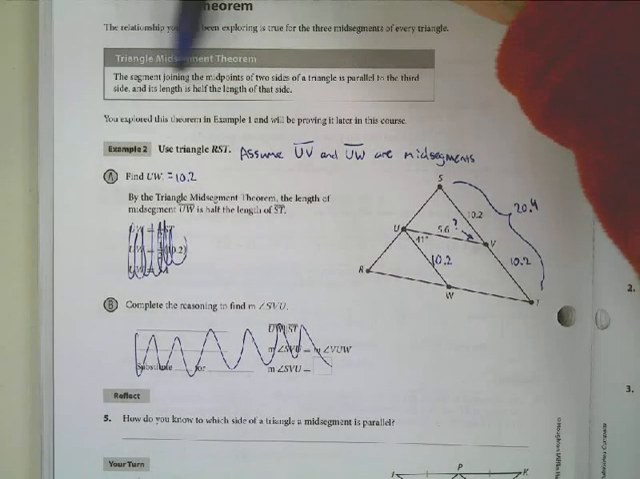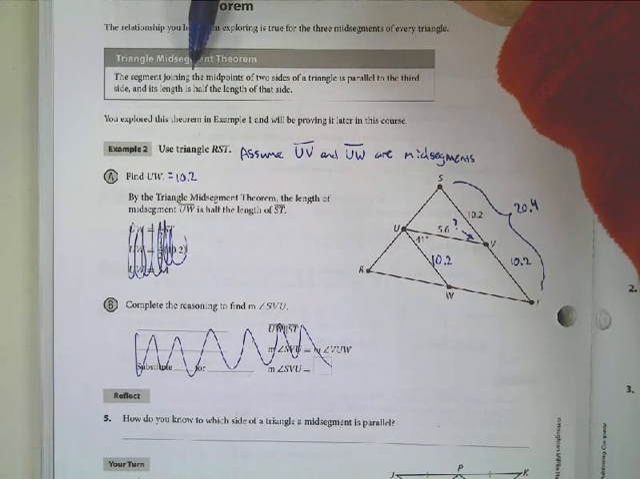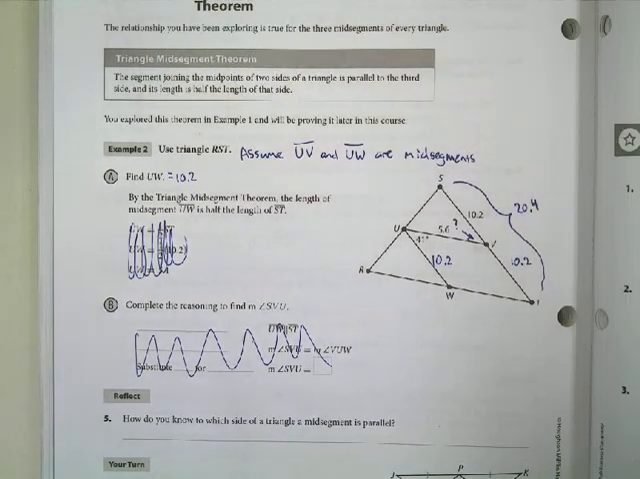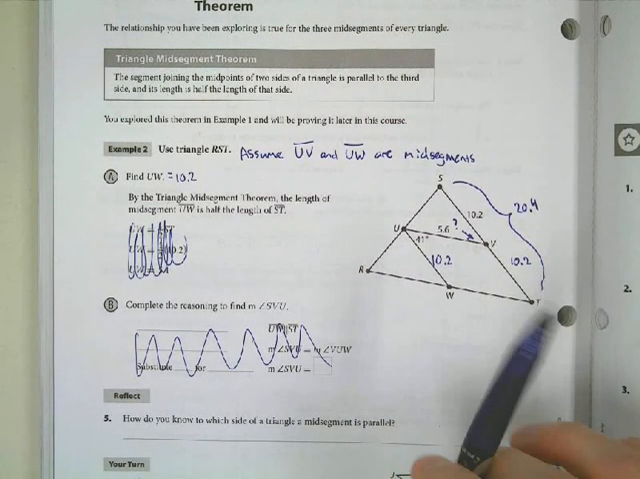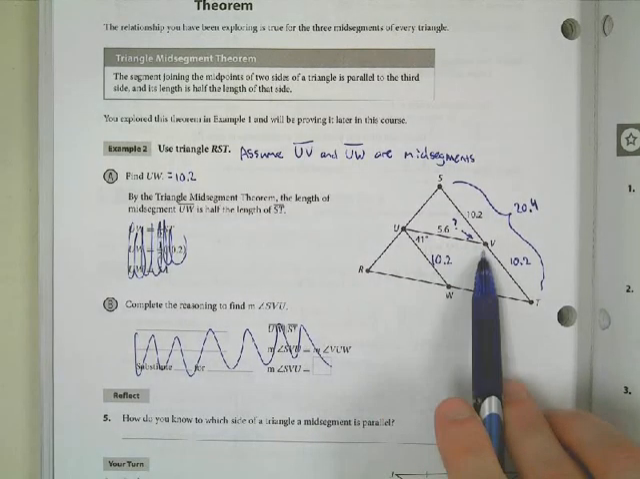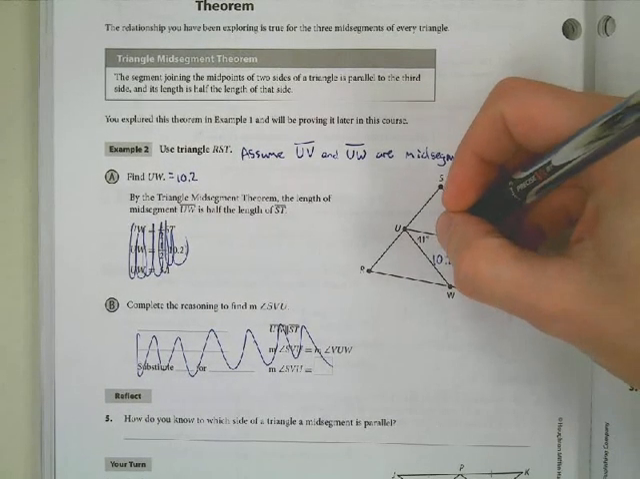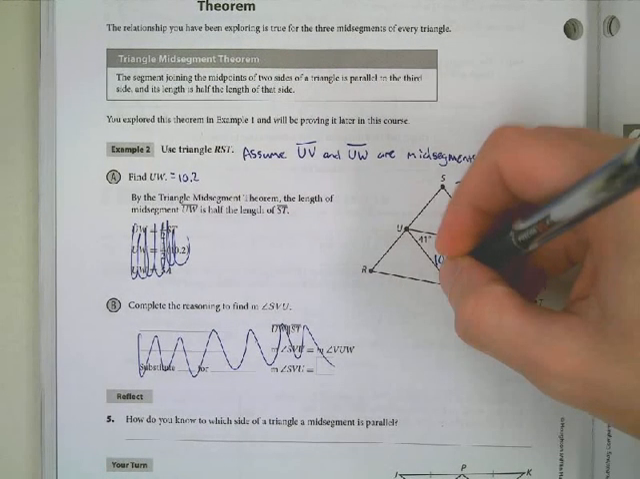It says the segment joining the midpoints of two sides of a triangle is parallel to the third side, and its length is half the length of that side. But we're not told about angle relationships from a midsegment, are we? Not really, no. But we do know that UV is parallel to this side over here, RT.